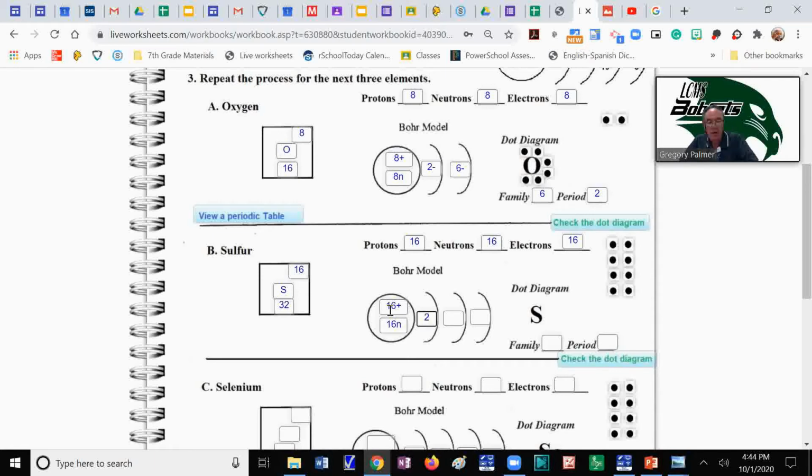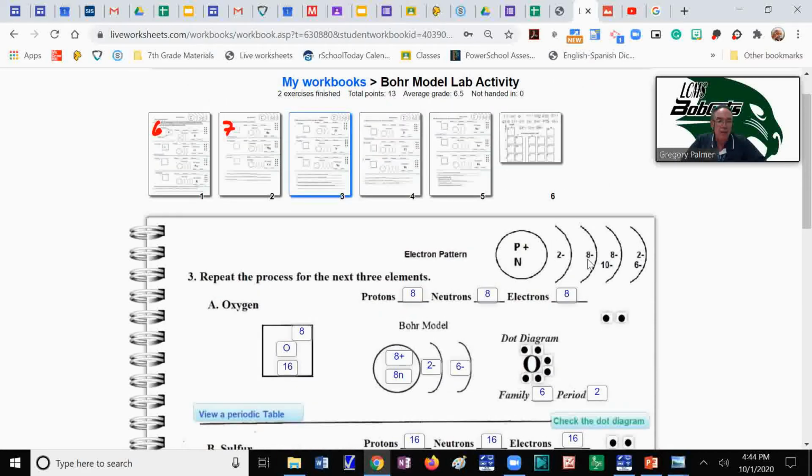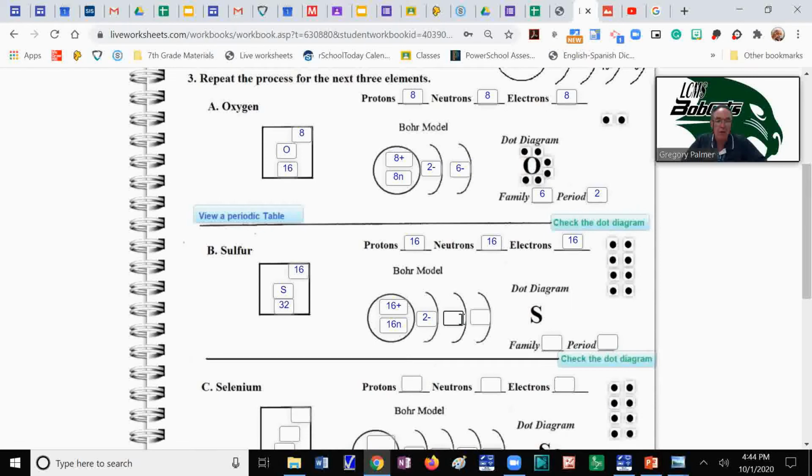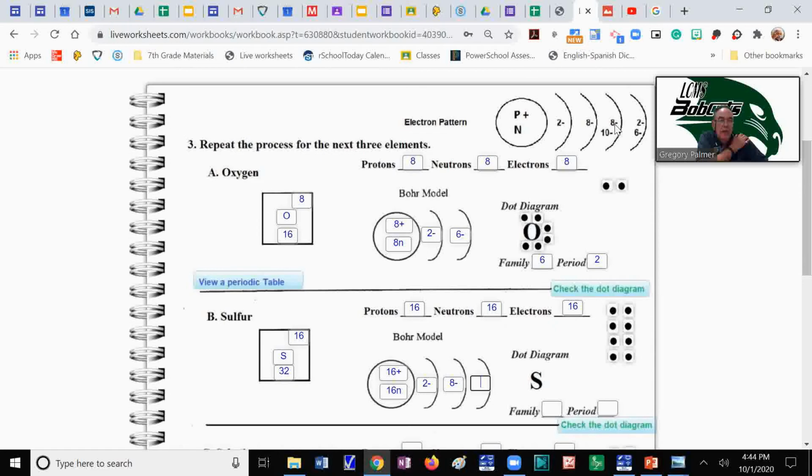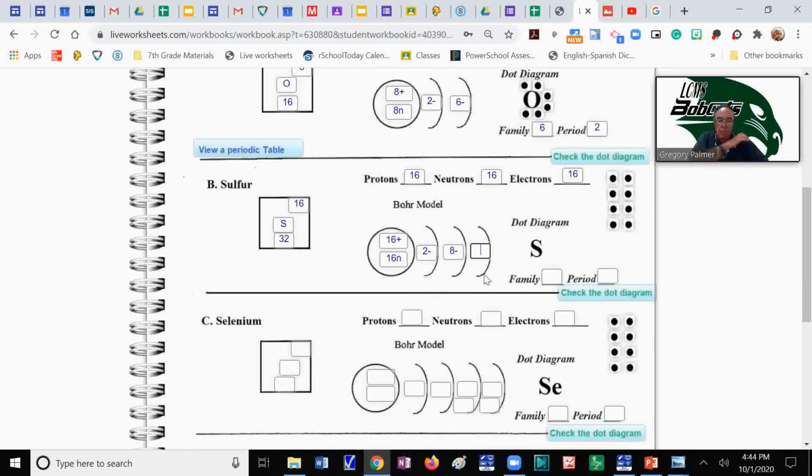We have 2 electrons on that first energy level. And we know that the next energy level can hold up to 8 electrons. We're going to put them right there. And we're trying to get to a total of 16. Right now we have 2 plus 8 is 10. And the third energy level can hold up to 8 right now. So we're going to put the other 6 that we need right there because we still have room. 2 plus 8 is 10, plus 6 is 16, so the model is complete.